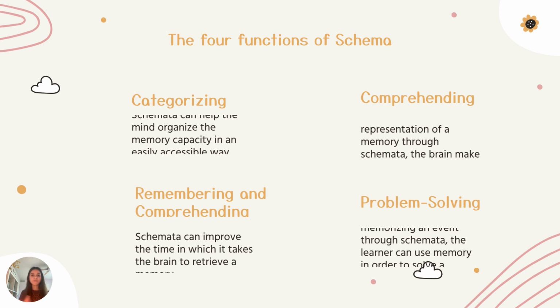And so there are four functions of schema. First is categorizing. So schema can help the mind organize the memory capacity in an easily accessible way. So if I said, think of an office party, it would come right to your mind right away instead of having to sort through all these junk memories in order to create a design.